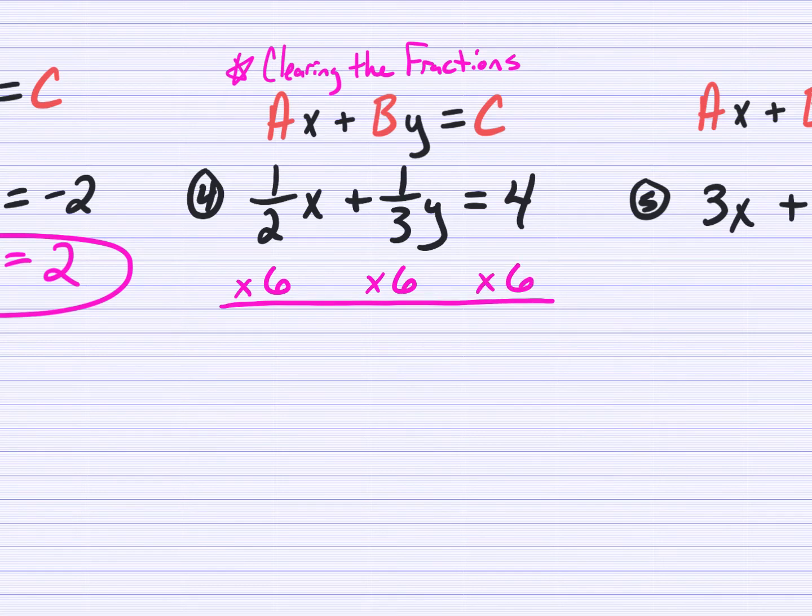So 1/2 x times 6 is 3x. Plus 1/3 y times 6 is 2y. Equals 4 times 6, 24. So now again, everything's in the right order. It passed rule number 1. We've made it past rule number 2, no fractions. So let's check rule number 3. 3, 2, and 24. There's no number that goes into all three of them other than 1. So this is considered reduced and standard form.